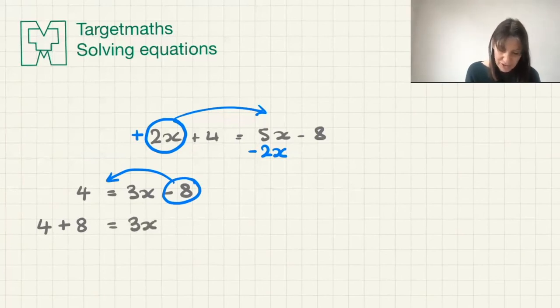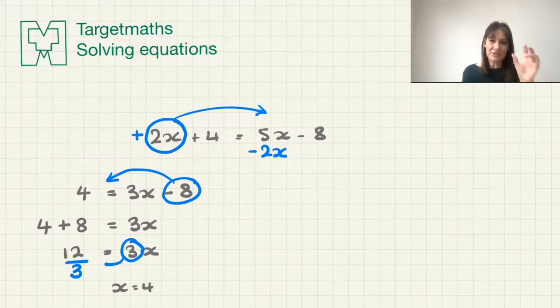I'm then going to tidy that up, obviously. I've got 12 and my 3x. There we go, that's better. Going to pick up my 3. It's going to land as divide by 3. How many 3's in 12? 4. So my x is equal to 4.